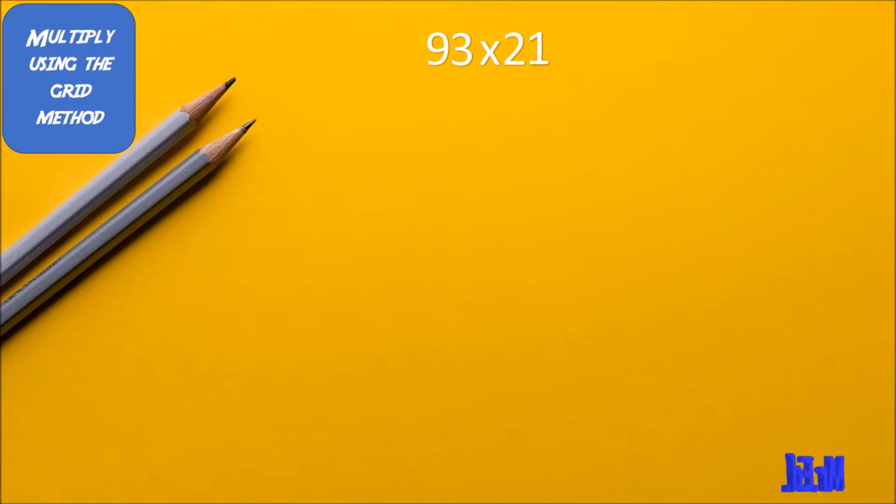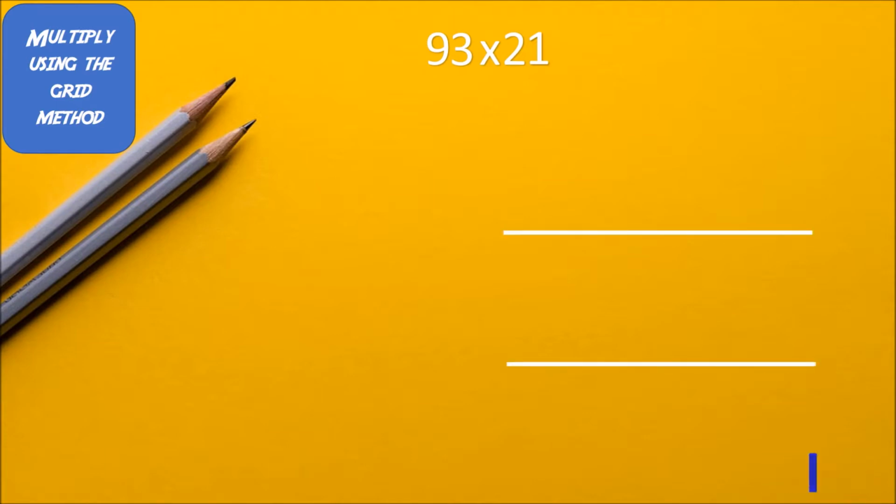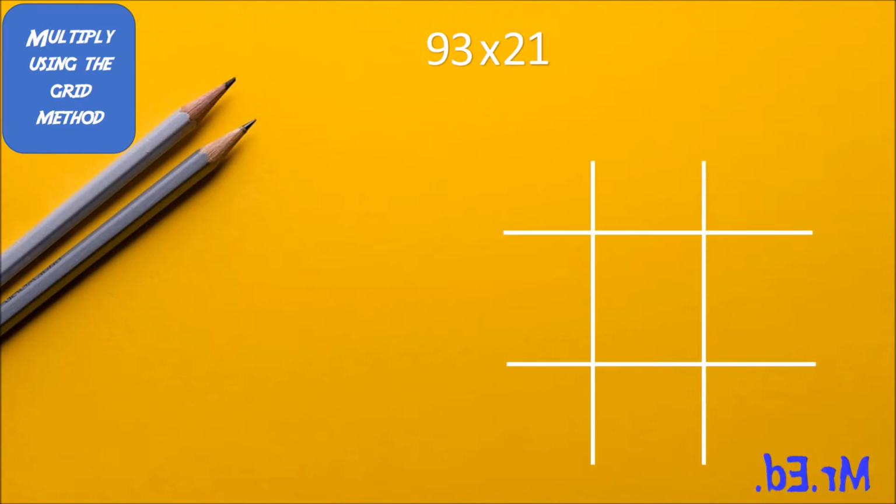So now we can look at 93 times 21. Again, we need to draw our grid first, which looks like a noughts and crosses grid or a tic-tac-toe grid. In the top left, we put our multiplication sign, and then we begin to look at partitioning the numbers. So the first number we're going to partition is 93.